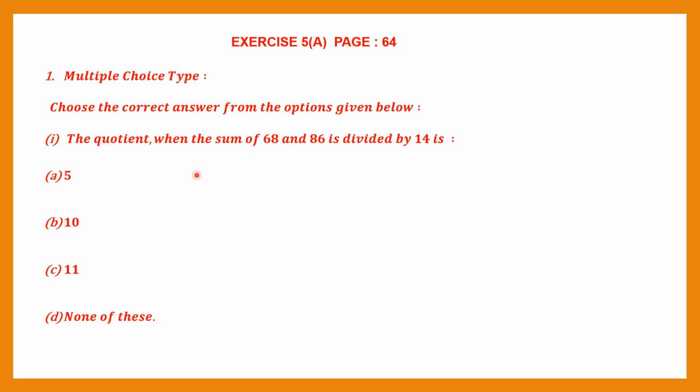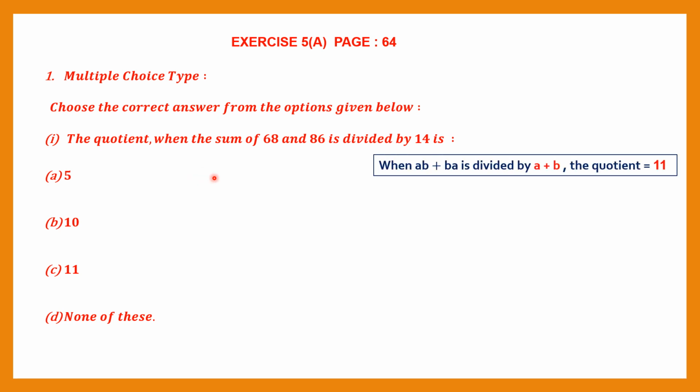No, there is a simpler way. Now this is the interesting property. Whenever you add up AB plus BA, that means when you reverse any two numbers, and it is divided by A plus B. Okay, let me explain that to you. Now, AB is 68, we will take 68 as AB and BA will be 86, the reverse. So in this case, A is 6 and B is 8.